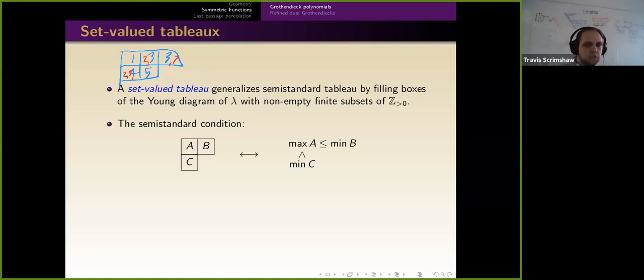So the semi-standard condition becomes: I take the maximum entry in any local place, and I compare it to the entries to its right. The weakly increasing condition means that the maximum of A is less than or equal to the minimum of B, and the column increasing condition becomes the maximum of A is strictly less than the minimum of C. And we can see in this little example that I've drawn in the corner that this holds for all of these cases.